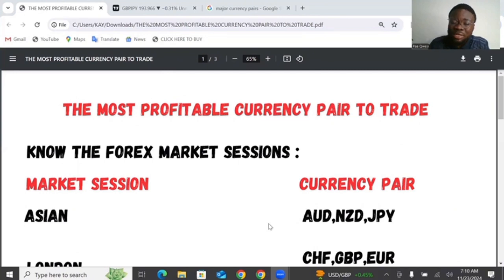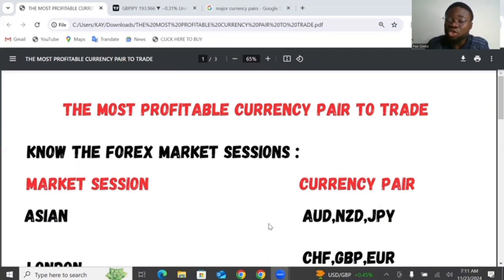You need to identify the various currencies that are active during that time. With the Asian session, as I said, we have the Japanese yen. The Japanese yen is very active during that time. A lot of people are using it to transact, because various market centers are open. And the New Zealand dollar is also open during that time. You get it? So it is also very active when you are trading it.